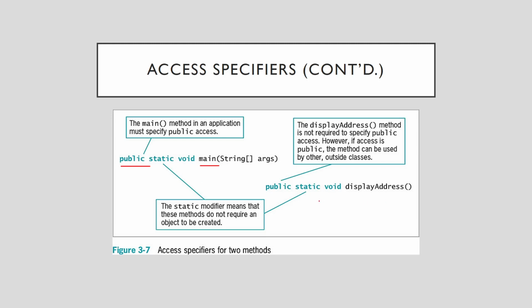And here, in this display address method, the access specifier being used is public. And they are both using static. Now the static modifier means that these methods do not require an object to be created just to use this display address and main method. That is why the main method must be of static modifier.